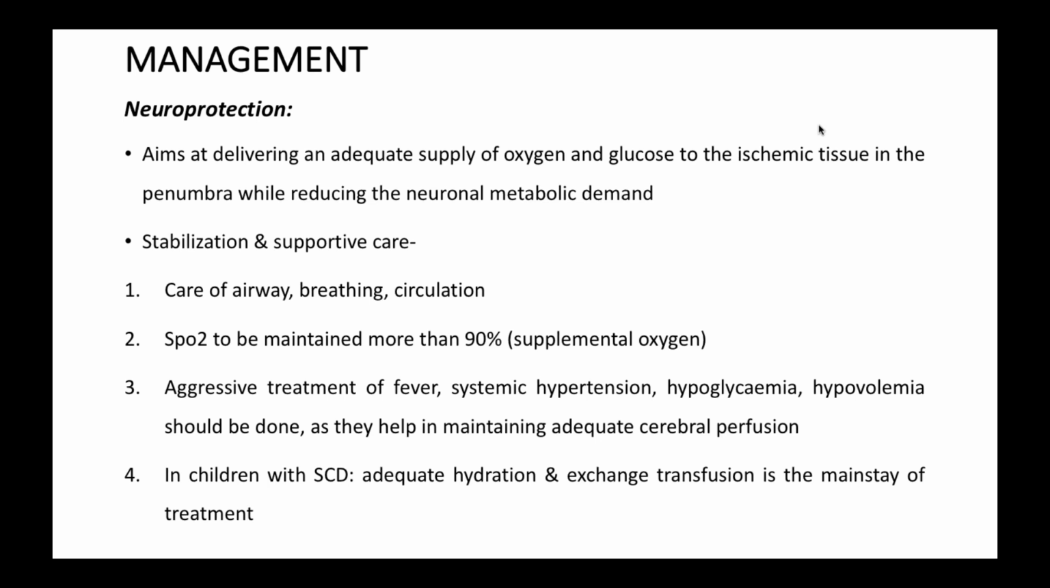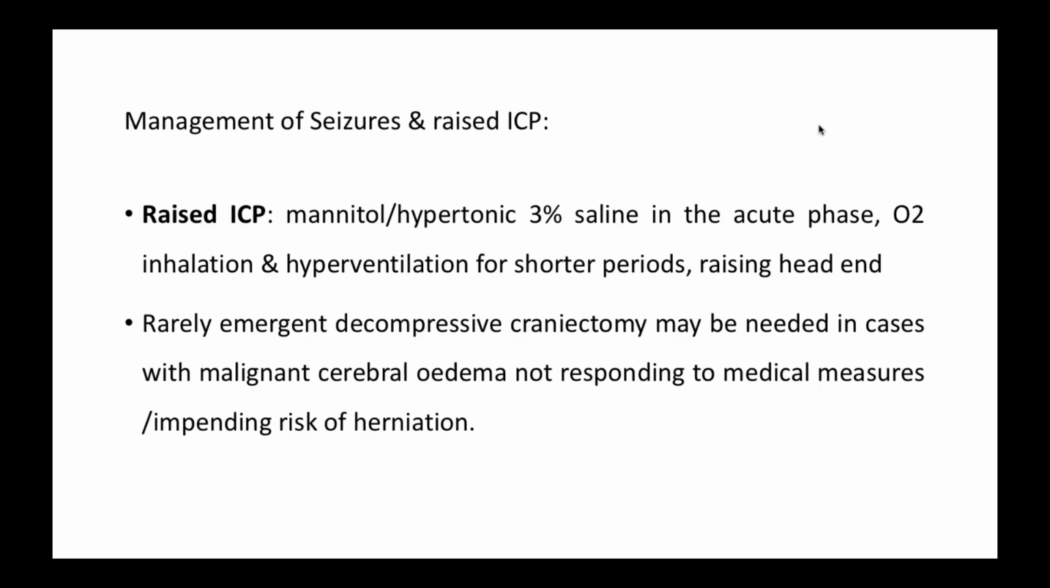So whenever you are asked about the management, please start with the basic management. Do not start with the management like thrombolysis or something, which we'll be discussing later. You start with the stabilization of the child, supportive care. That is the most important thing. Then coming to the management of seizures and raised ICT. That is very important because raised ICT and seizures themselves increase the cerebral metabolic requirement and may further increase the size of the penumbra. So how do we manage a child with raised ICT?